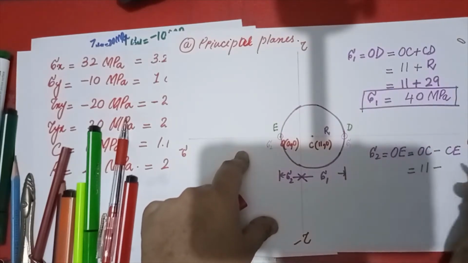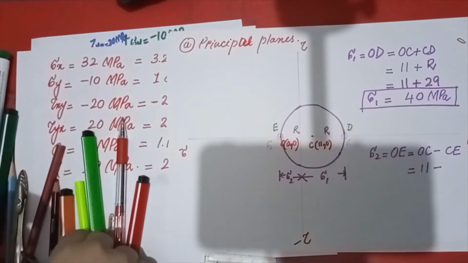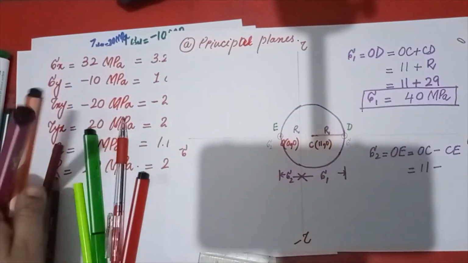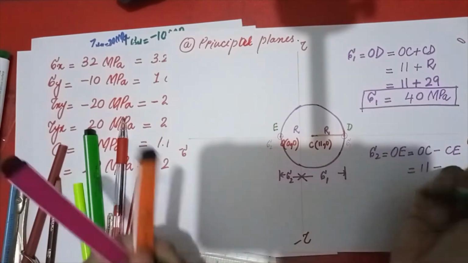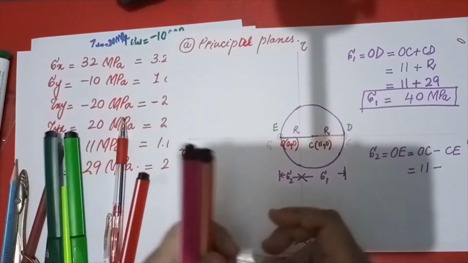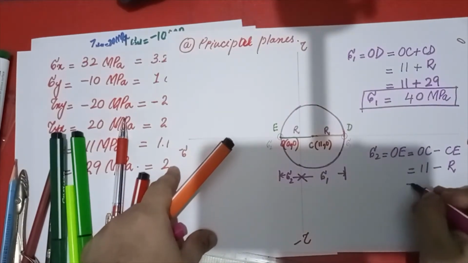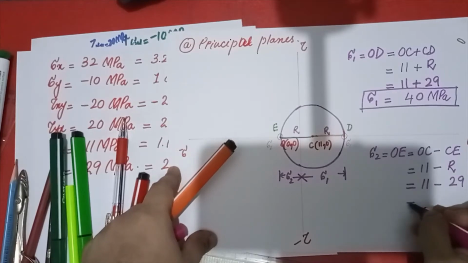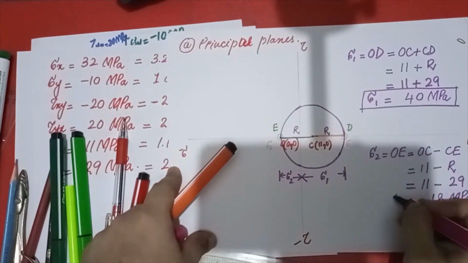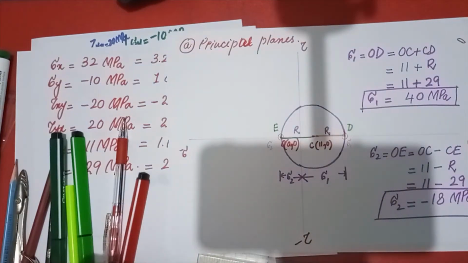So OC is 11 and CE is again the radius. Let me show you, this distance is radius, and using this marker, this is also radius. So OE is 11 minus R, 11 minus 29. The answer is coming out to be minus 18 MPa, so it should be 1.8 centimeter on the scale. So this will be your sigma 1 and sigma 2.